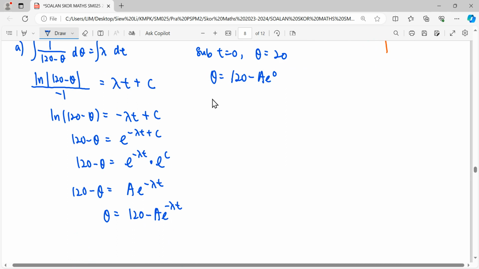E to the power of 0 is 1. So A here will be equal to 100. Therefore, the solution is theta equals 120 minus 100 e to the negative lambda t.